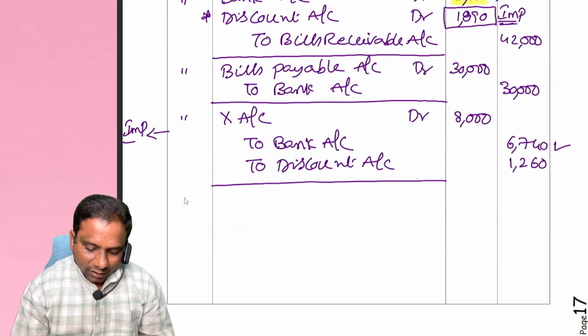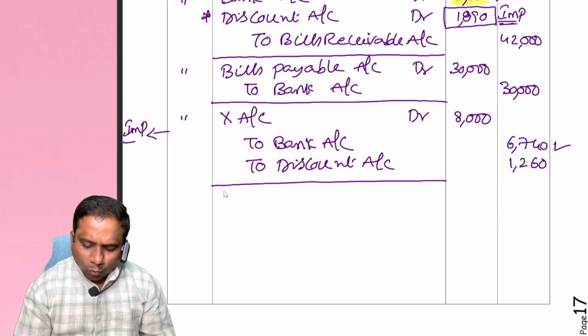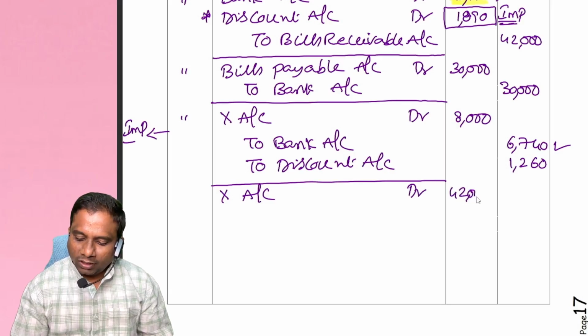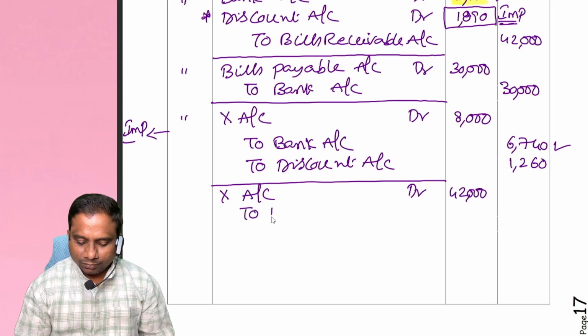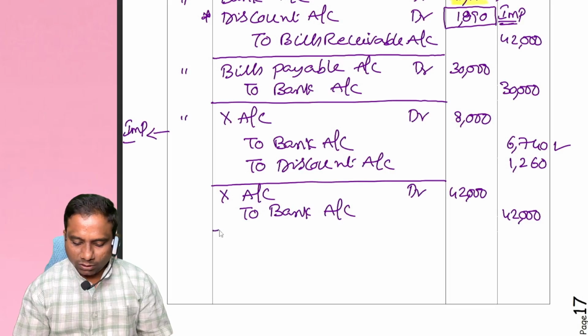Okay. Write down the entry first. What's the entry we record? X account debit 42,000 to bank account 42,000.